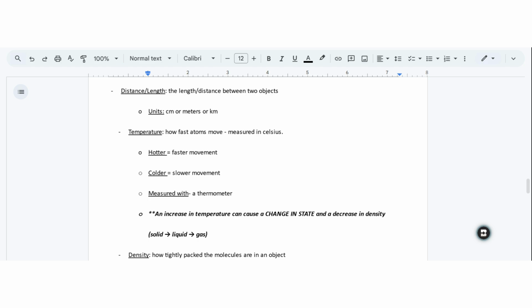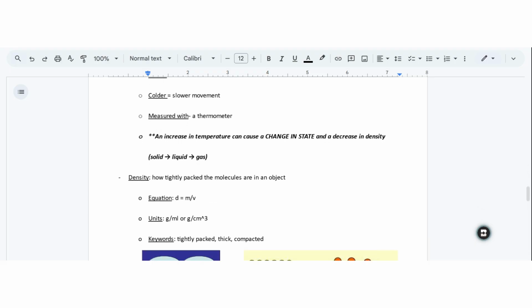Things that are hot usually feel that way because the molecules are moving faster, right? We've given it some type of energy, whether it's thermal energy, or energy from microwaves, right? Using your microwave. But adding that energy makes the molecules move faster, and therefore we come into contact with them more, and therefore they feel hot. An increase in temperature can cause a change in state. We're going to come back to that on the next page.